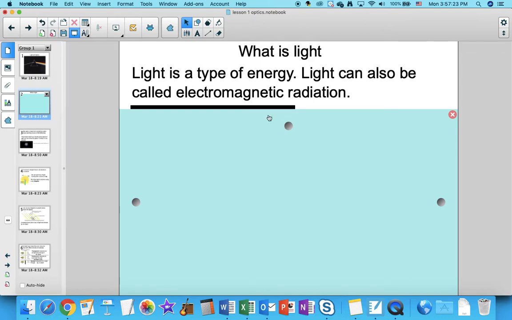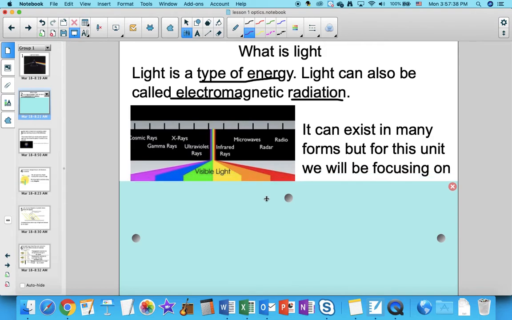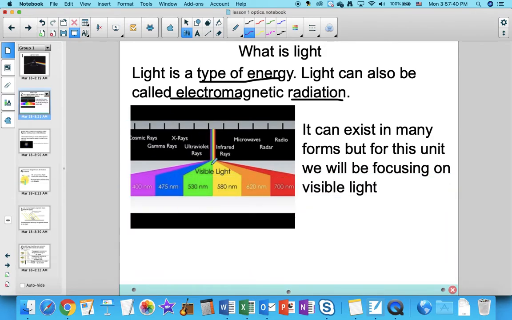Light is a type of energy. Light can also be called electromagnetic radiation, or at least it's a form of electromagnetic radiation. So when we look at this picture here, light can exist in many forms, but in this unit we'll be focusing on visible light. Electromagnetic radiation, or light, can come in the form of cosmic rays, X-rays, gamma rays, ultraviolet, infrared, microwaves, radar, and radio.